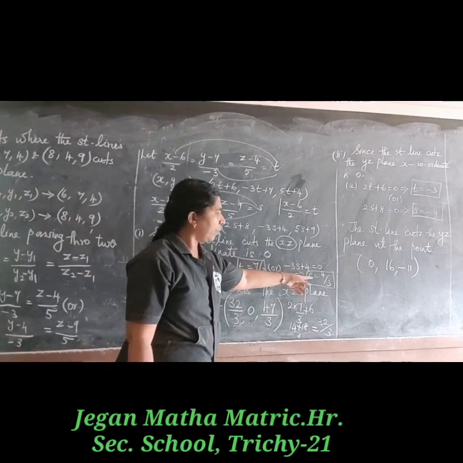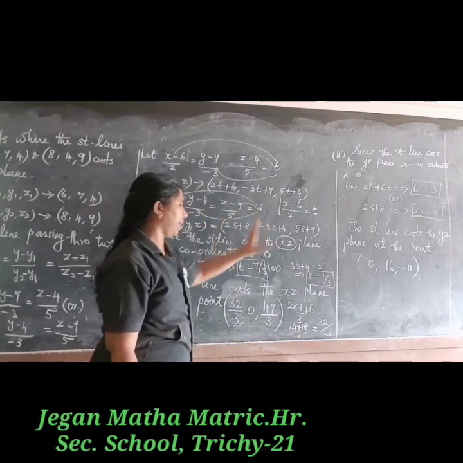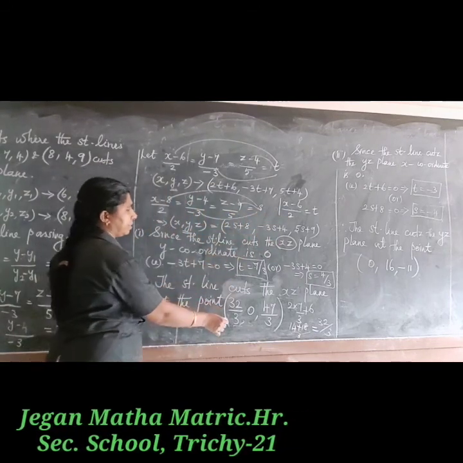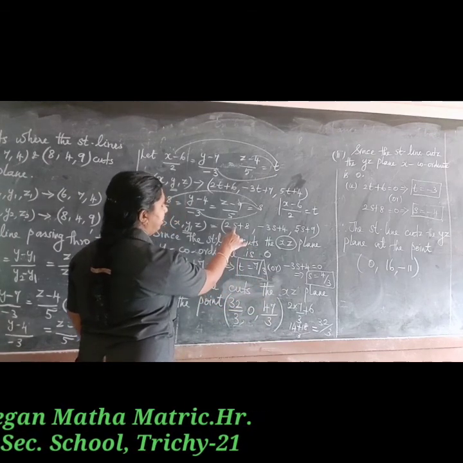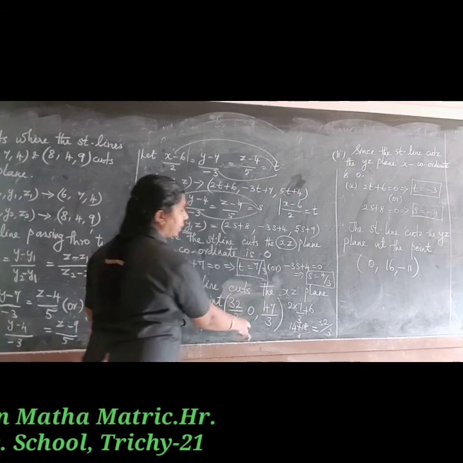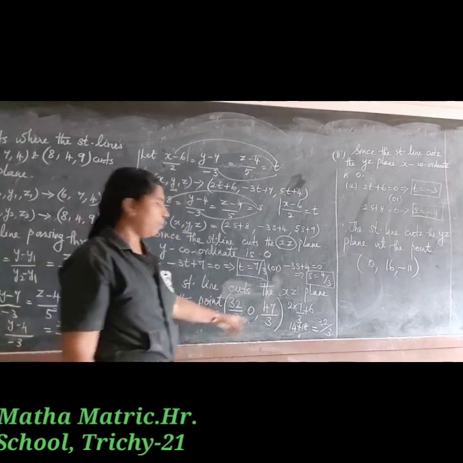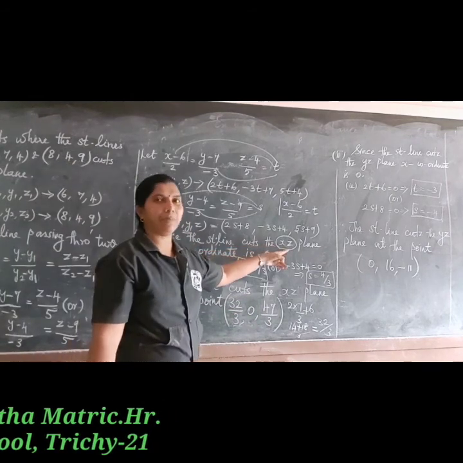Or if s is equal to 4 by 3, if you substitute in the second set of points, here also we will get the same answer. When you take s equal to 4 by 3, here we get 32 by 3, the second coordinate we get 0, and the third one we get 47 by 3. So this is what we considered for the xz plane.